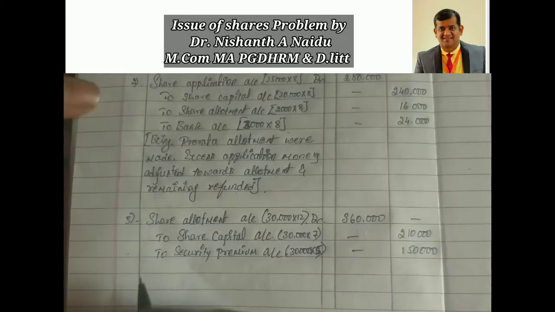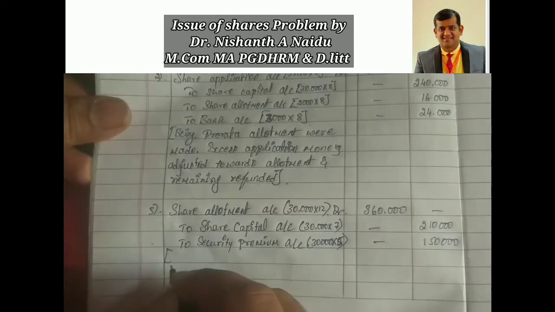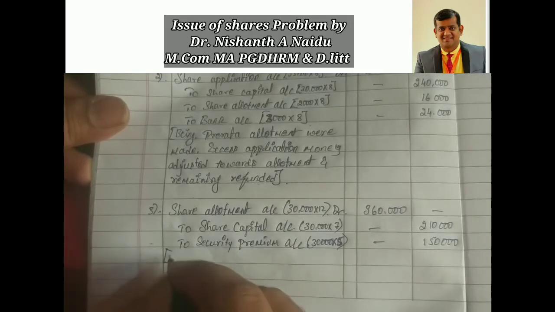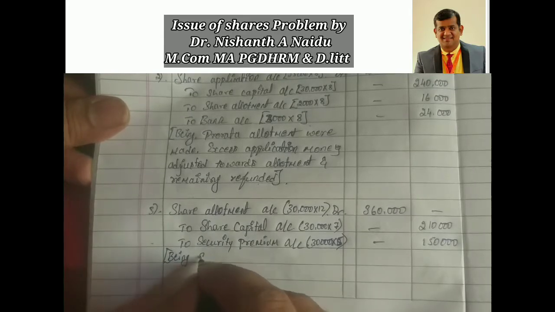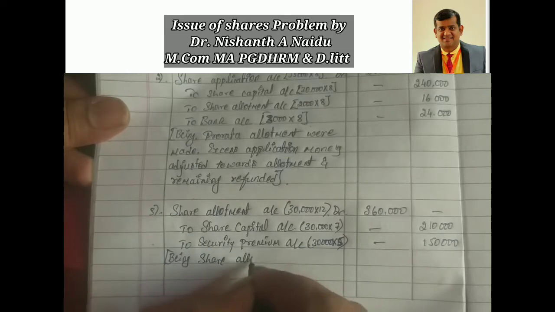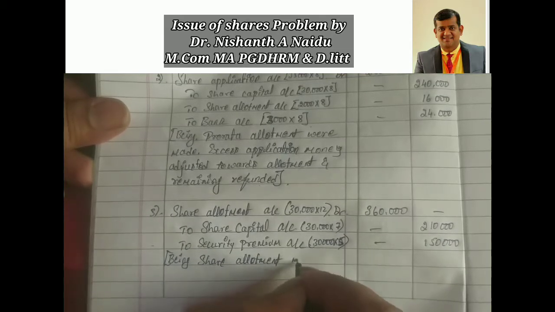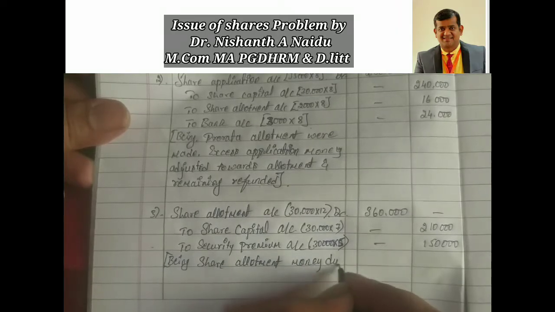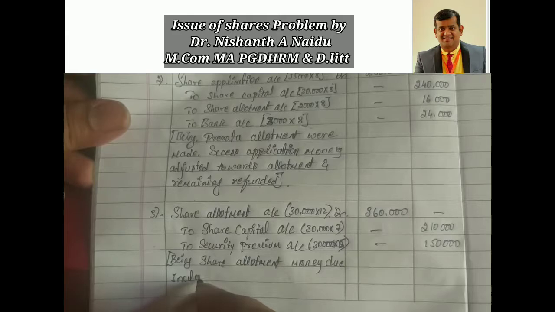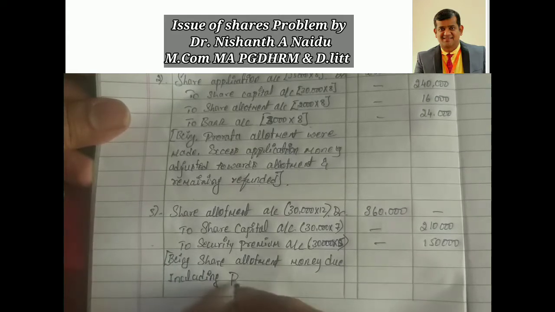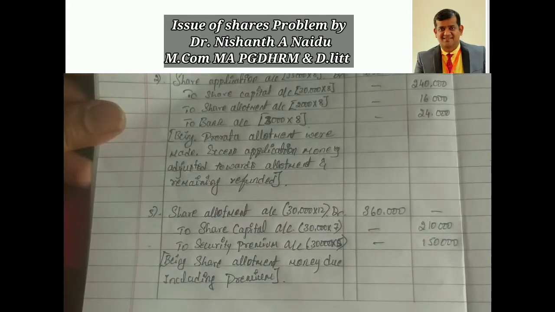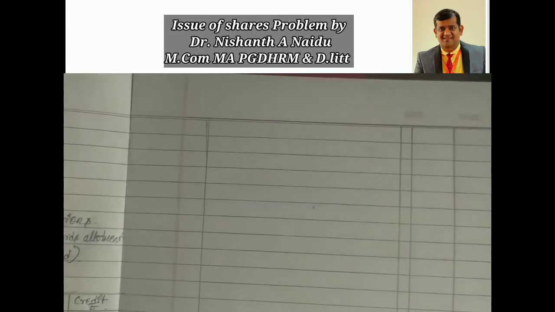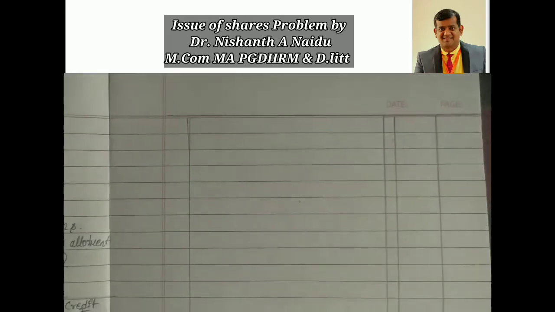So now write the narration for the entry. So what is the narration? Share allotment money due including premium. Okay, so we are done with the third entry. So now I am passing the fourth entry. So what is the fourth entry? I am ready with the table already. So you also should be ready.